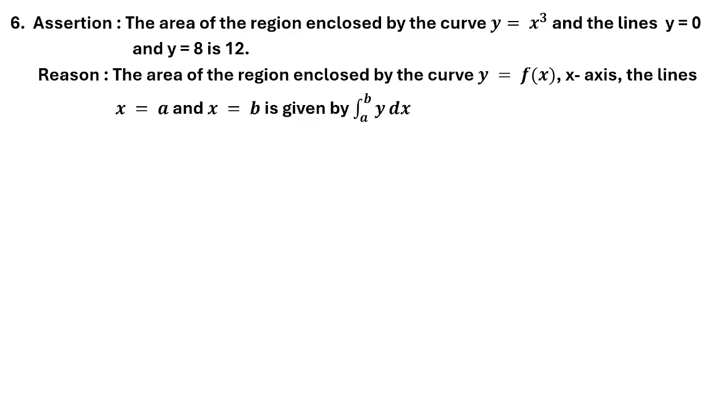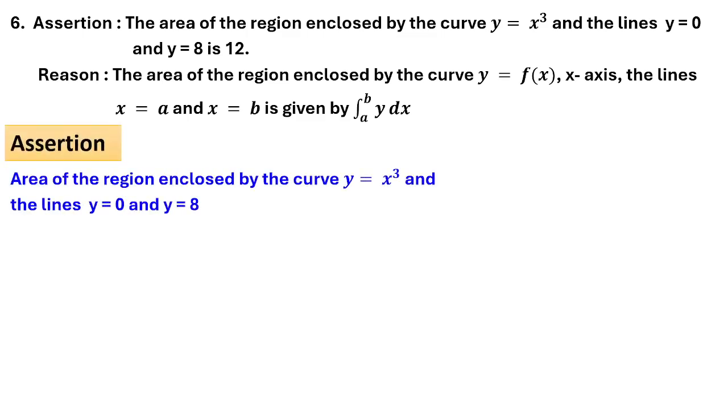Assertion is: the area of the region enclosed by the curve y is equal to x cube and the lines y is equal to 0 and y is equal to 8 is 12. And the reason is: a formula for finding the area of the region is given. Well, let us now try to check the assertion. Now, this is the area enclosed by the curve and the lines y is equal to 0 and y is equal to 8. Therefore, the formula is integral c to d of x dy.